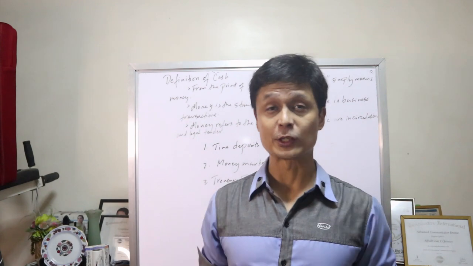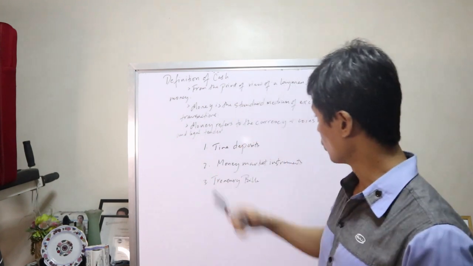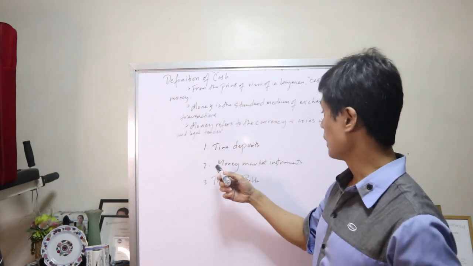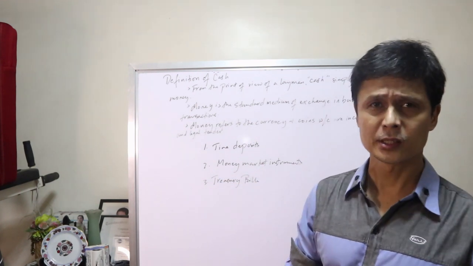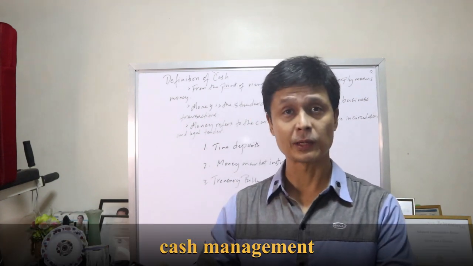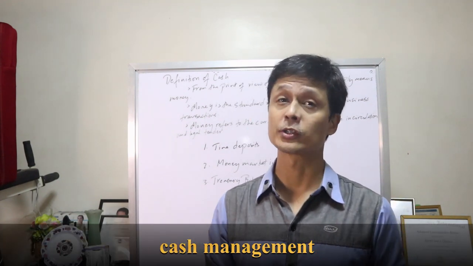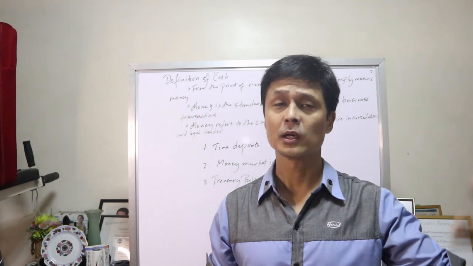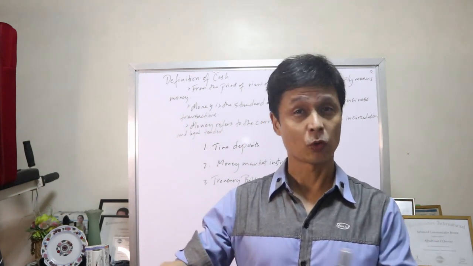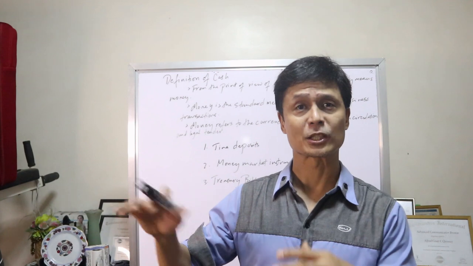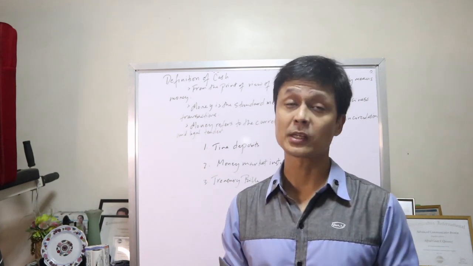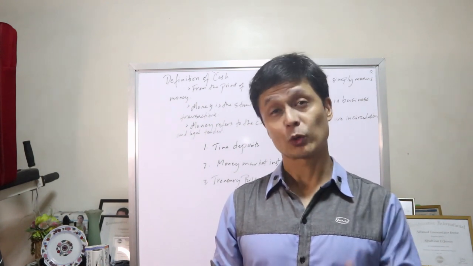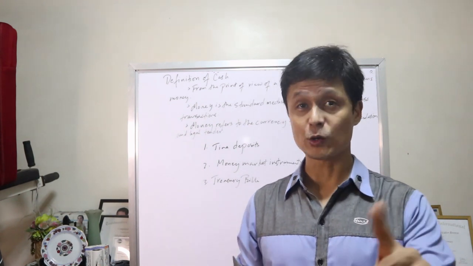So, there are a number of ways to invest that money. Number 1 is time deposit, and the next one is money market instruments and treasury bills. So, this is also part of the management of cash. This is studied in management accounting, more on cash budgets, cash budgeting, investments, and all these things. So we're going to talk about more on that in a while.